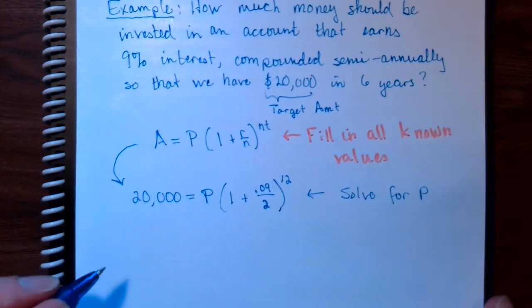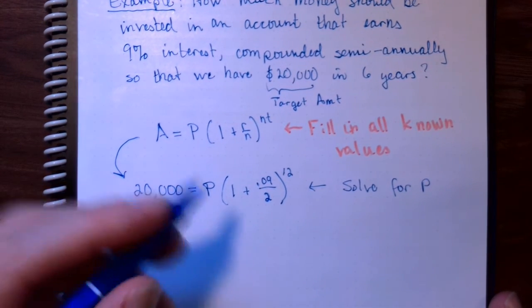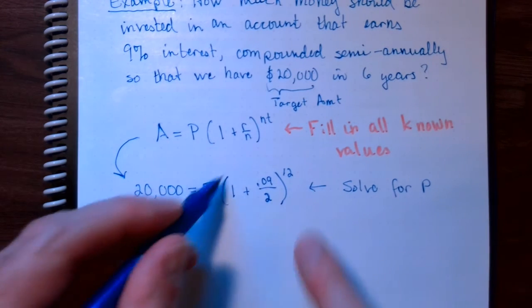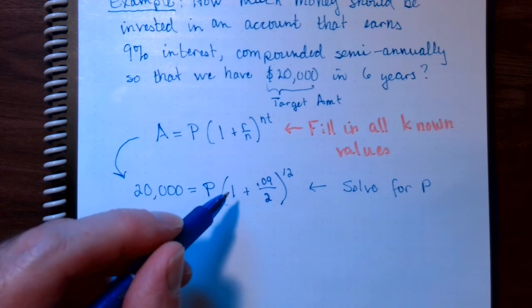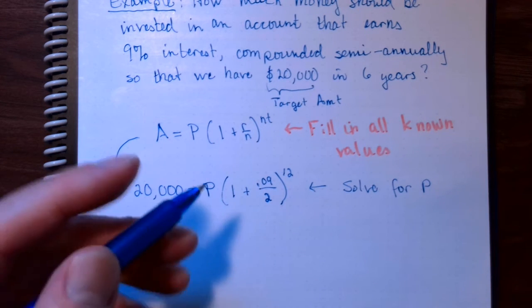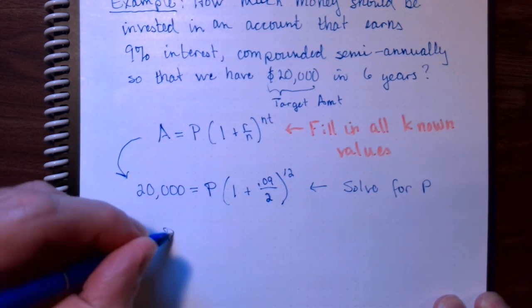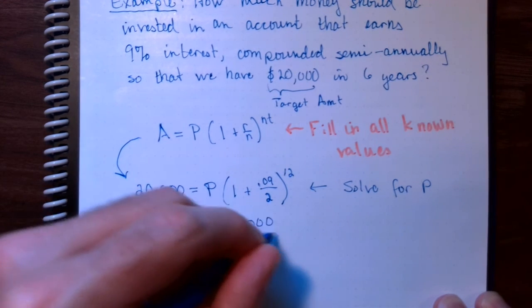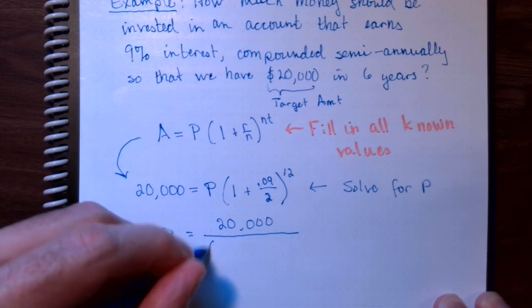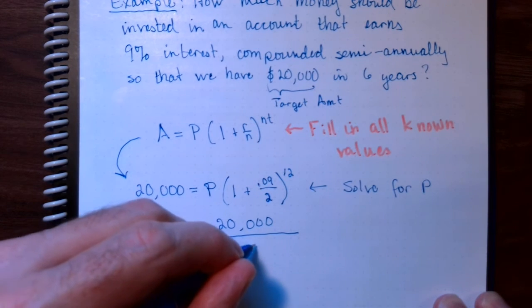Got to take this and solve for P. Well, P is multiplied by this thing right here. How do you get rid of a multiplier? Well, you divide. So to solve for P, I should take 20,000 and divide by this business right here.